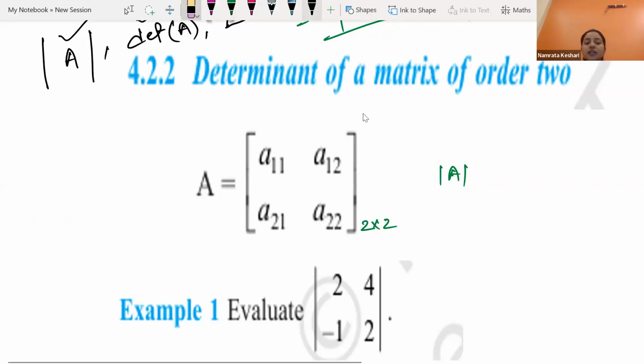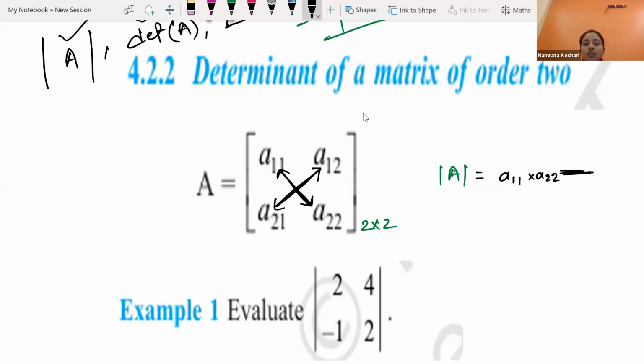The process of finding the determinant of a 2 by 2 matrix is we have to do this crisscross. This A11 we will multiply with A22 at first, and then we will do the subtraction. And we will multiply these two with each other, that means A12 we will multiply with A21. And whatever value we get, that is the final answer.